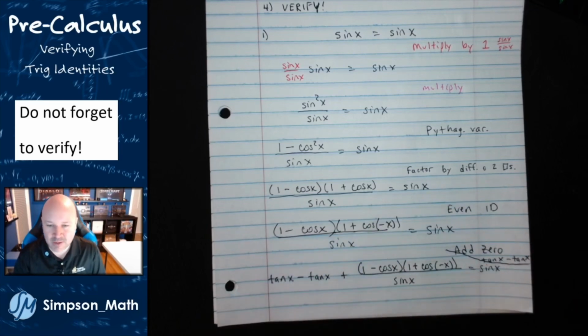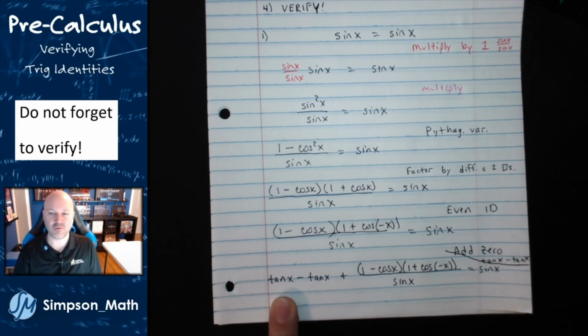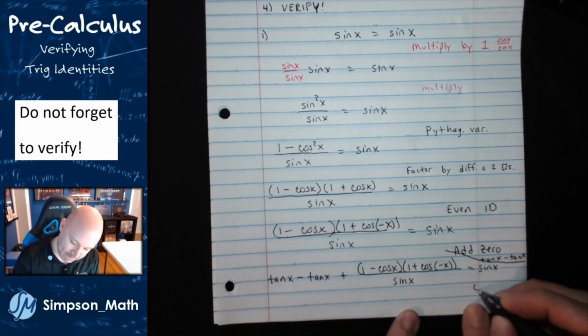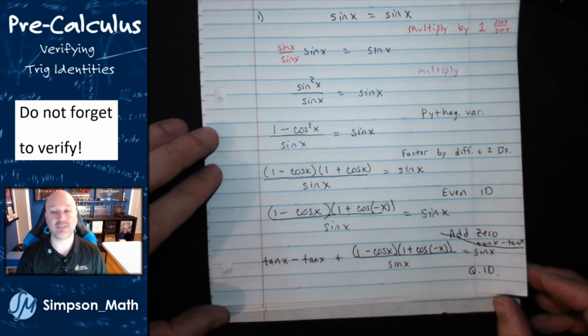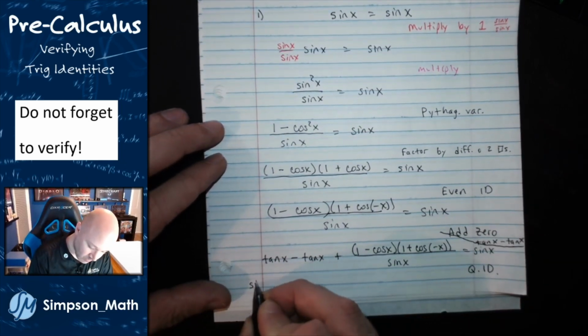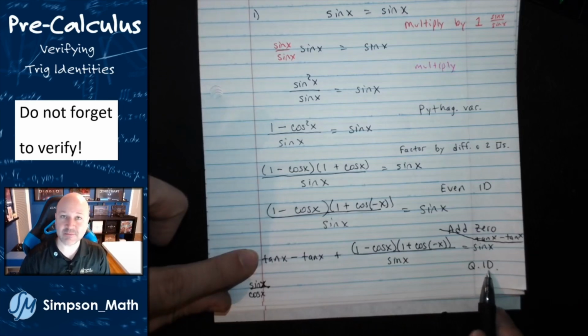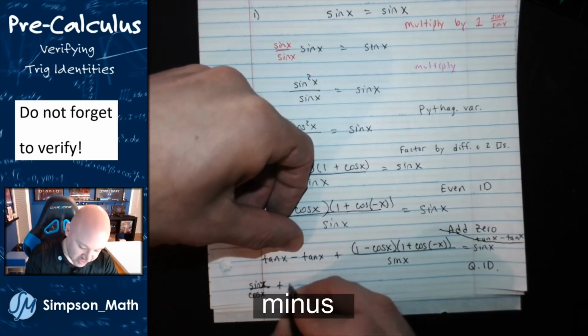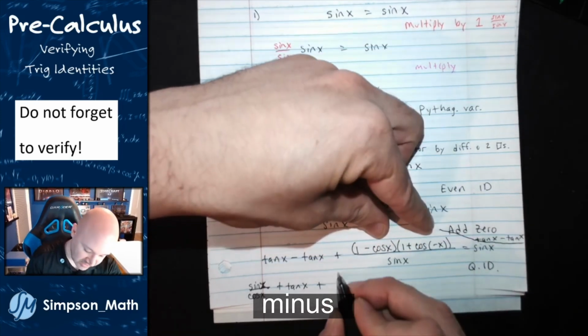And then to make it not so obvious that those will go away, I'll just turn the first tangent into sine over cosine using a quotient identity. And then I'll have clearly done enough, 5 steps for sure. That's sine of x over cosine of x using a quotient identity. I still have minus tangent. I still have plus, and I still have this fraction stuff.